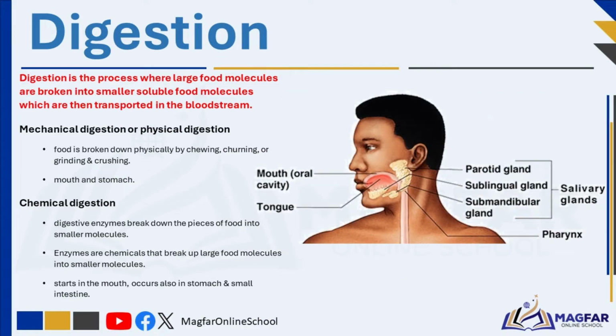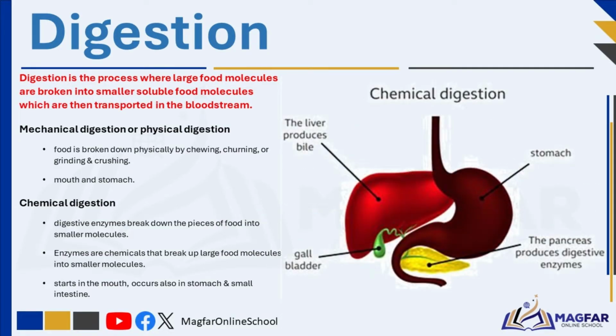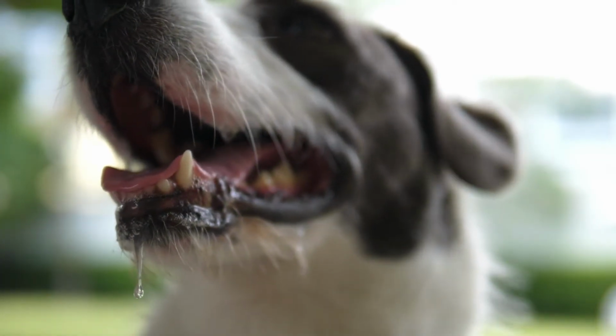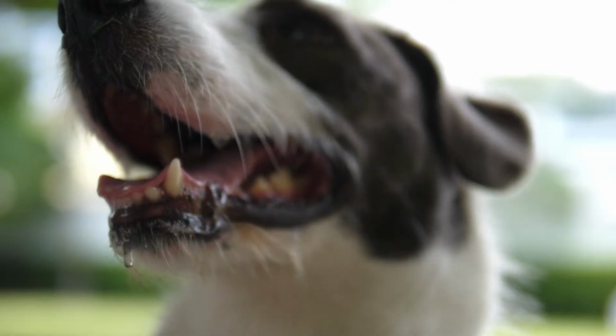Chemical digestion occurs when different digestive enzymes break down the pieces of food into smaller molecules. Enzymes are chemicals that break up large food molecules into smaller molecules. Different enzymes work on different food molecules. Chemical digestion starts in the mouth where enzymes in the saliva start breaking down starch. Chemical digestion also occurs in the stomach and small intestine.